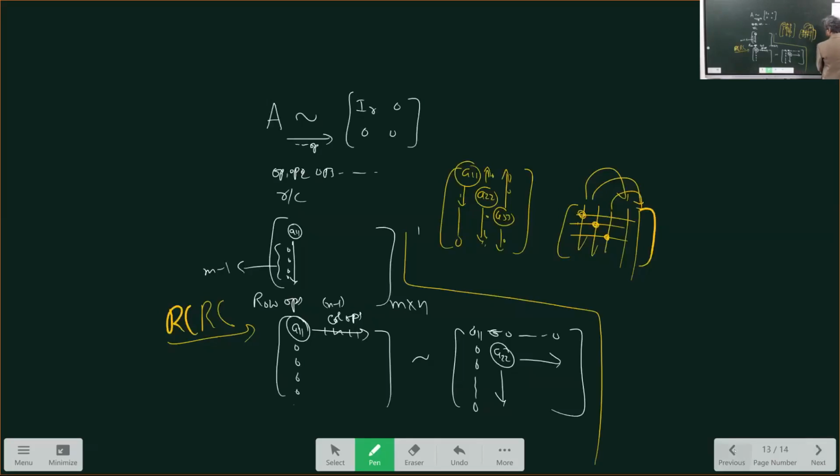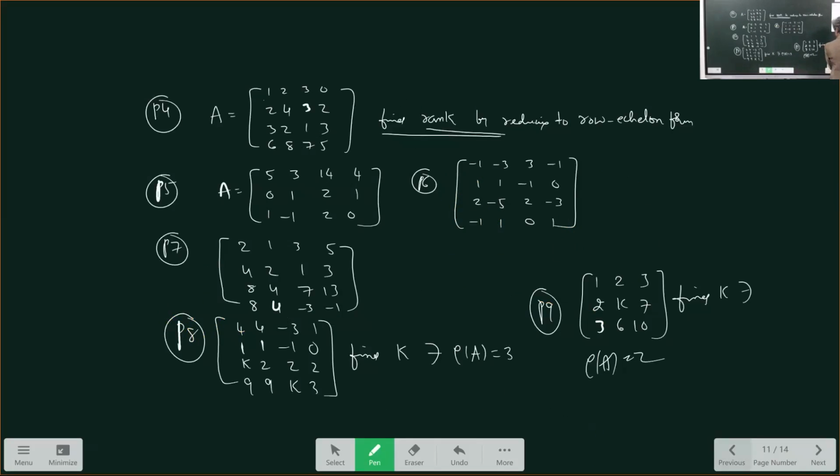Now you can take, I think, what is my count? P9 is the last problem, right? Now let me go with P10. P10: capital A is equal to [1 2 1 0; 1 2 1 0; -2 4 3 0; 1 0 2 -8].